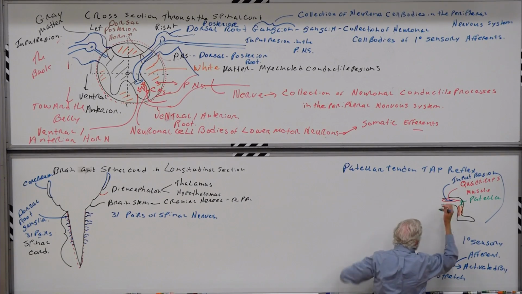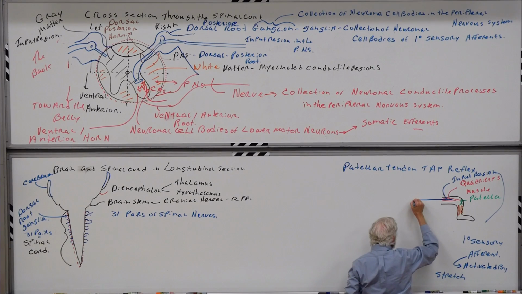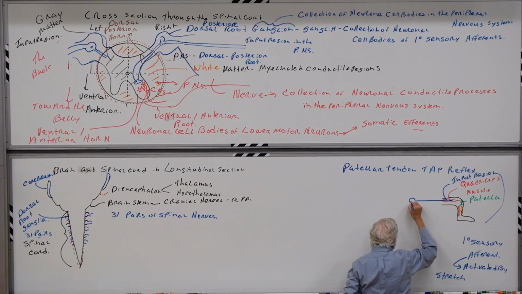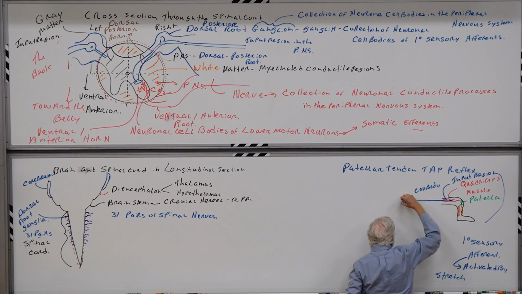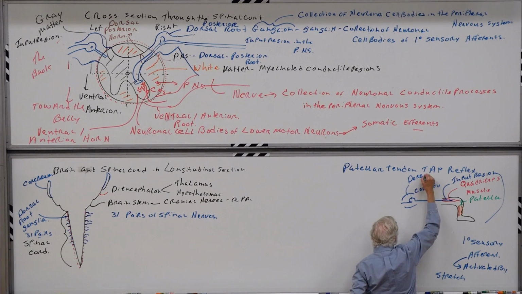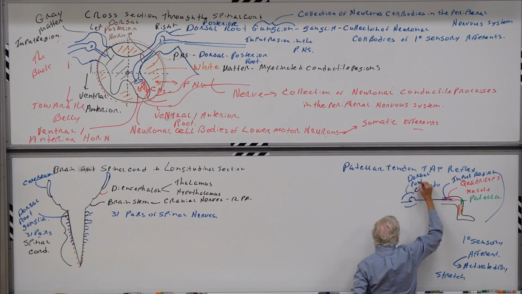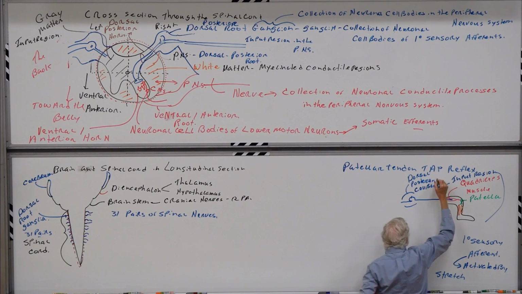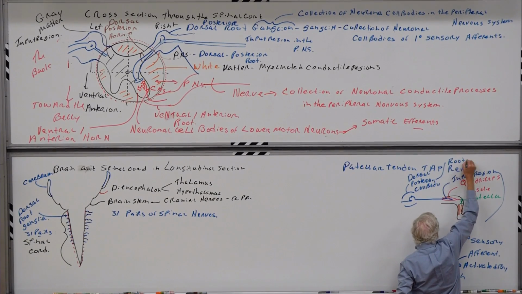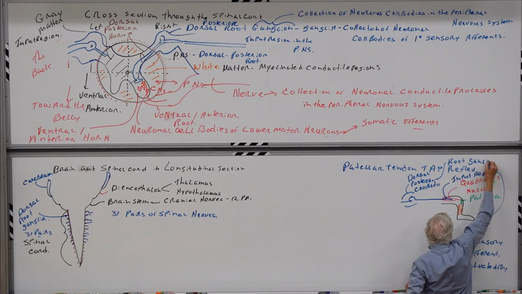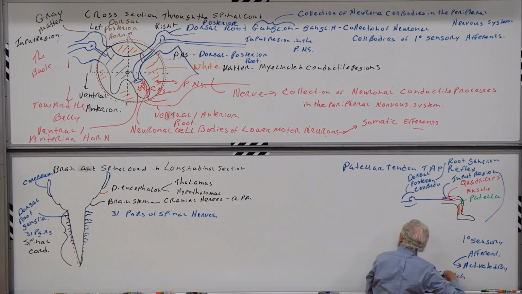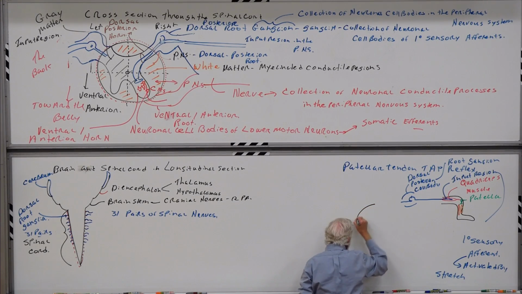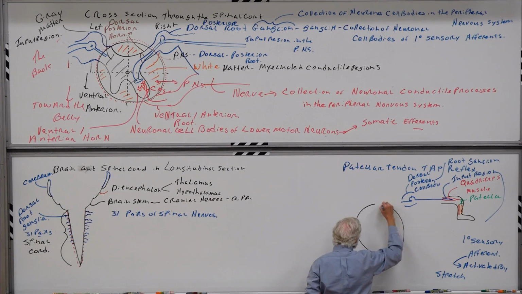If we follow this neuron back, it's going to have a neuronal cell body. This is the cell body, in a region known as the dorsal, also known as the posterior root ganglion. That's the structure we have above. Now let's redraw the cross-section of the spinal cord.